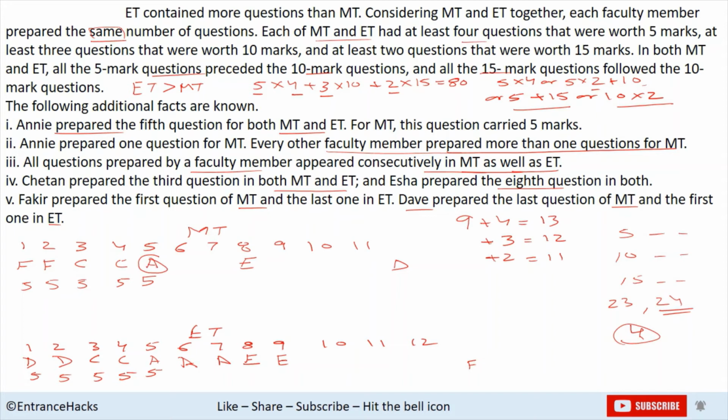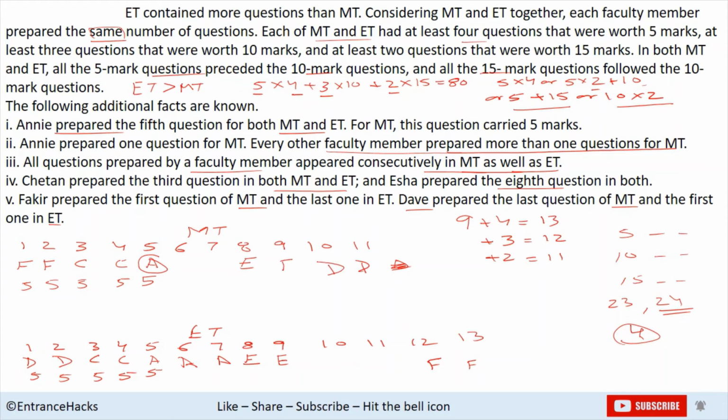Okay, now we know the total number of questions in MT are 11 and the number of questions in ET are 13. That makes 24. 11 plus 13 makes 24, right? As ET has to be greater than MT. So the last question, this was by D. The last question here was by F. F2 has already appeared in MT, so F2 would be here. D2 has appeared in ET, so these 2 would be D.